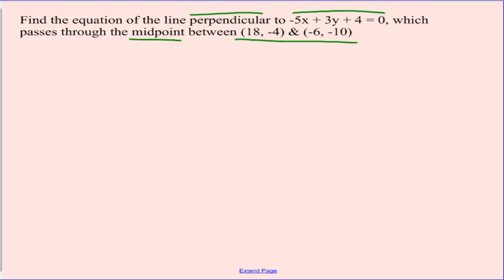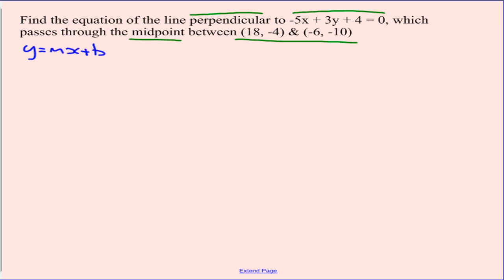Then we need to grab that gradient and find the perpendicular gradient. After we've done all that, we then need to find the midpoint between 2 points, and finally we can join all that information together to get us our answer. So a lot of work is going to be needed to solve this question. So first off, we're going to need y equals mx plus b.